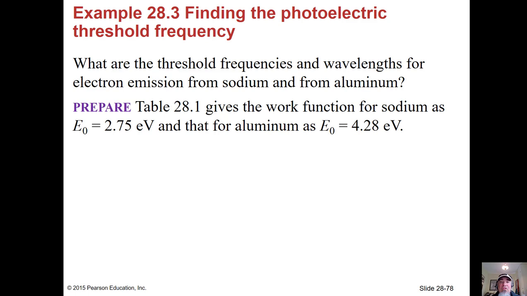What are the threshold frequencies and wavelengths for electron emission from sodium and from aluminum? So this is the photoelectric effect. We can look up the work function of both of these materials in table 28.1. So you see here, this is called the work function. For sodium, it's 2.75. For aluminum, it's harder to remove electrons from aluminum, work function 4.28.